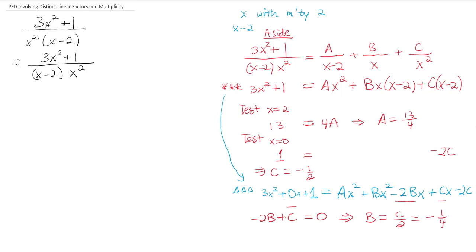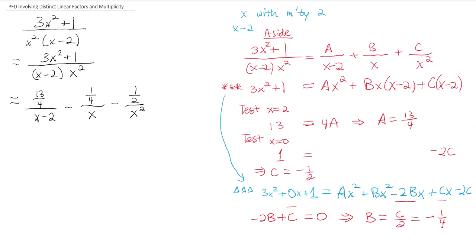All right, looks like we have everyone. So now this is equal to 13/4 over x minus 2. B was negative 1/4, so minus 1/4 over x. And C was negative 1/2, so negative 1/2 over x squared.